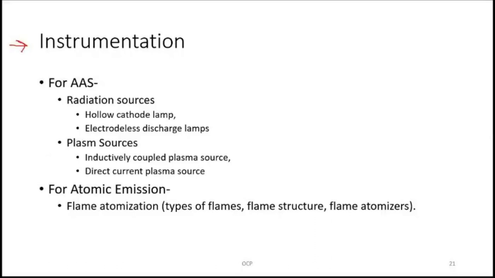In instrumentation, the most important part in case of atomic absorption spectroscopy, there are two types of sources: radiation sources. One, hollow cathode lamp, and two, electrodeless discharge lamp. Both of them come under radiation sources. Then we have plasma sources. It includes inductively coupled plasma source, and second is direct current plasma source.